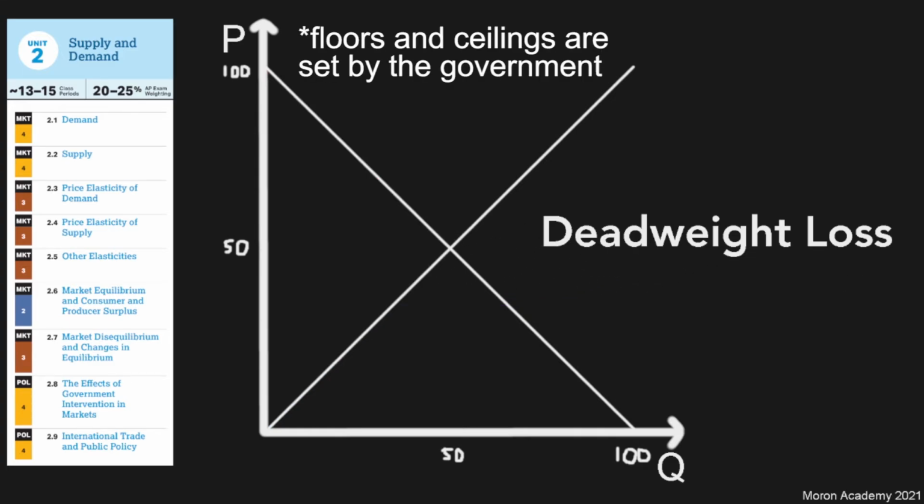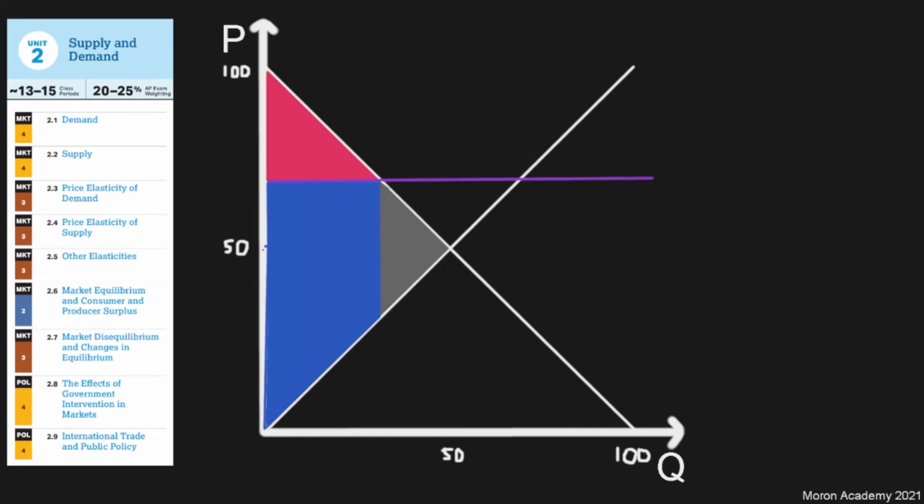Now on to floors. This is what a floor looks like. You might be thinking, why is the floor above the ceiling? As I said earlier, a binding floor needs to be above equilibrium. If they show you a floor that's below equilibrium, it'll have no effect, just like a ceiling above equilibrium.